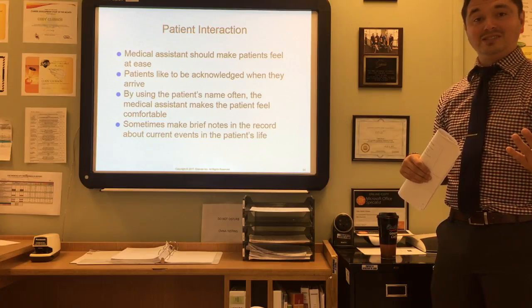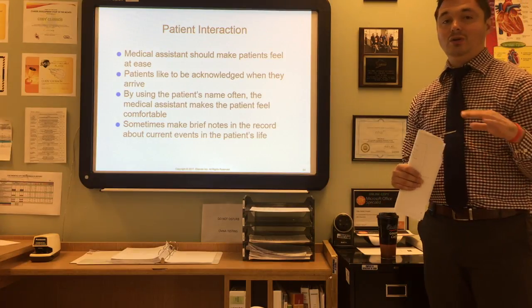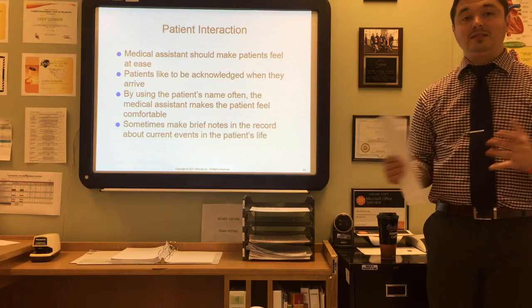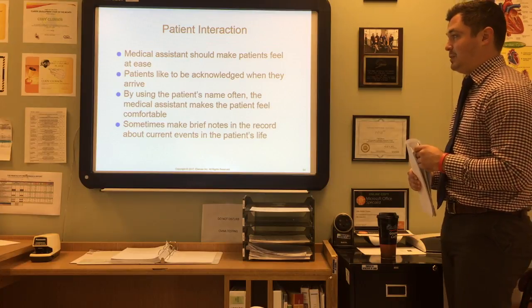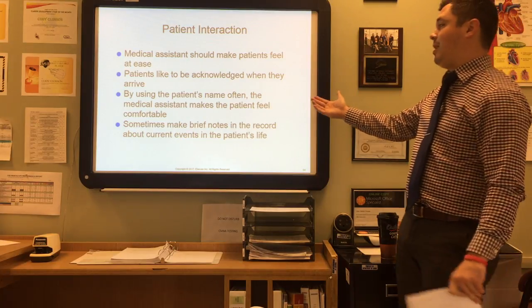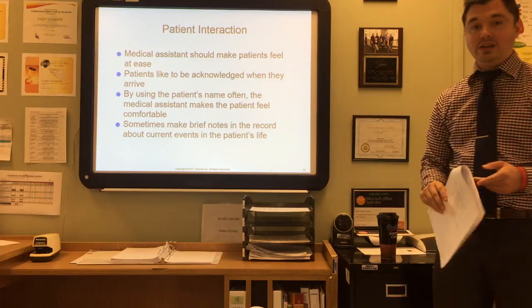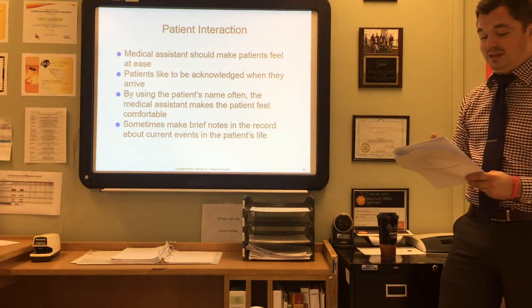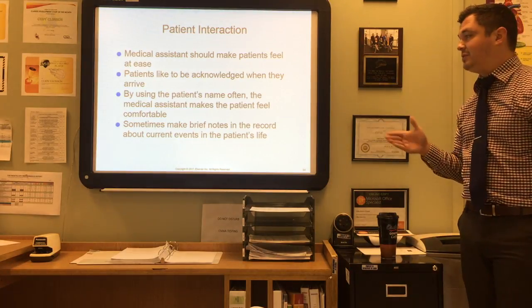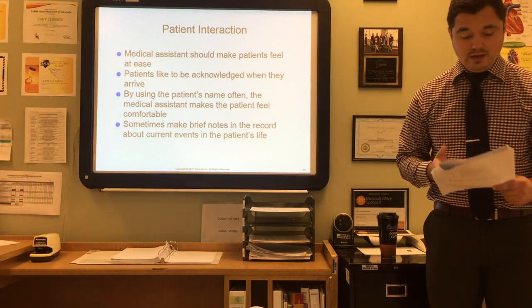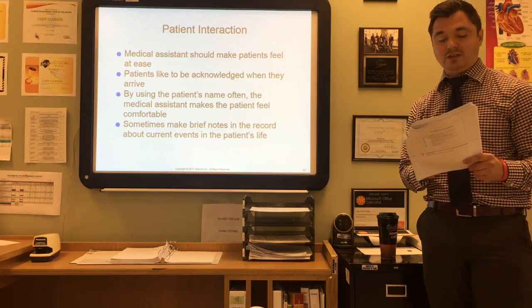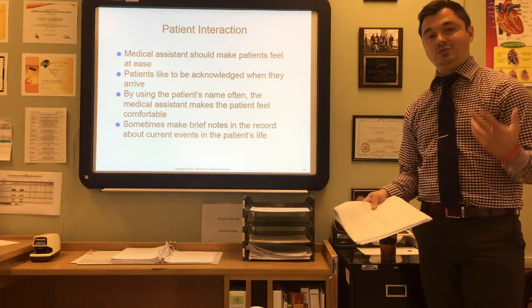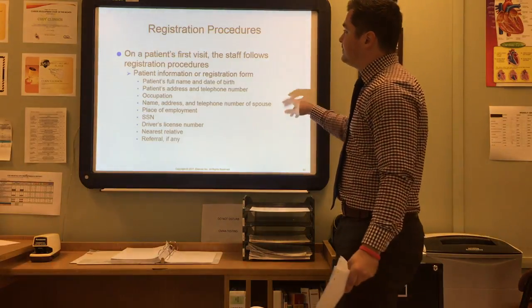Always acknowledge their presence. If you're busy or on the phone or dealing with another patient, maybe just a look up and a wave, or an "I'll be with you in a second" type of thing will provide that acknowledgement as well. By using the patient's name often, the medical assistant makes the patient feel comfortable, and it also ensures that the correct patient is being treated. Sometimes make brief notes in the record about current events in the patient's life. Having brief chats about events in the patient's life confirms that the staff members actually care about the individual patient, and it also helps get an insight into what's really going on behind the scenes.